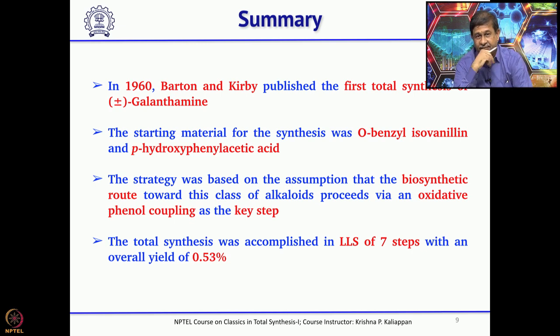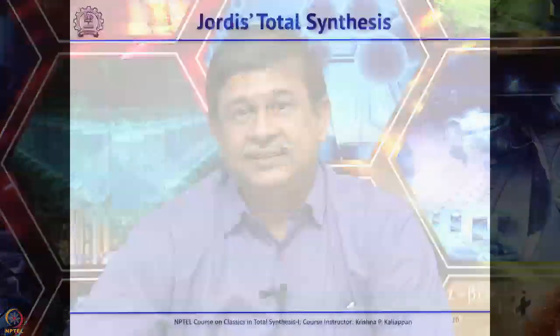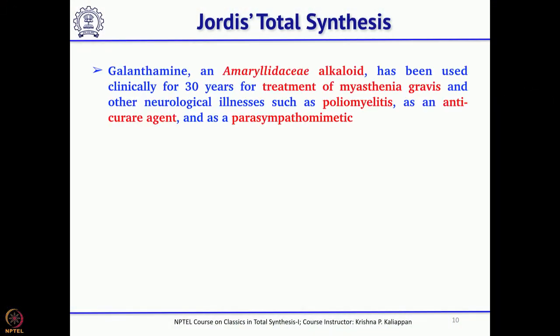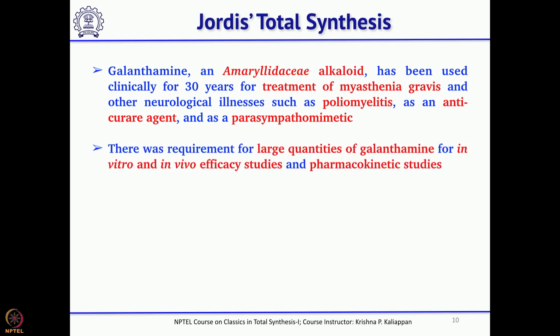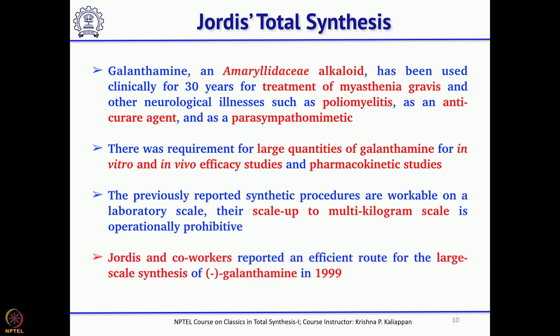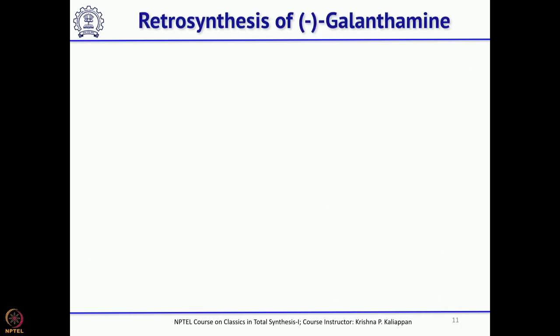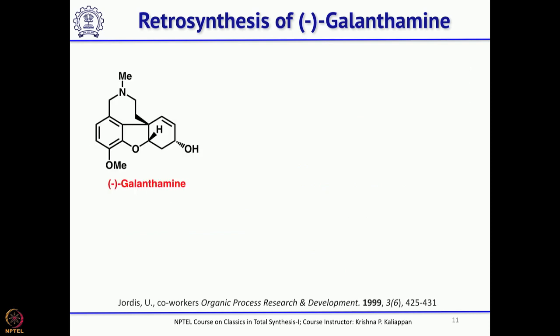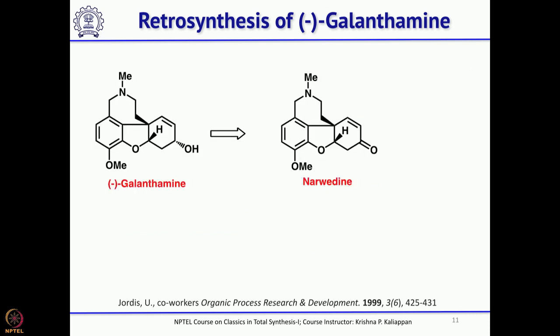So the next method, which I am going to talk about, was reported from industry, and how they synthesized this compound in multi-gram, multi-kilogram quantity, using one of the key reactions, again the oxidative phenolic coupling reaction. This was reported by Jordis and co-workers in 1999, and let us see how they have used the oxidative phenolic coupling as well as other reactions as key reactions to make this. So their retrosynthetic analysis of galanthamine again goes through the same intermediate, that is norvadine.